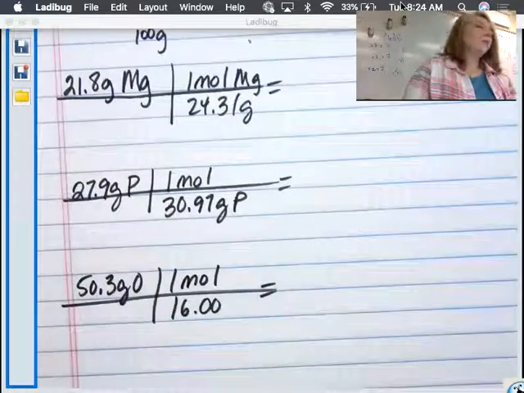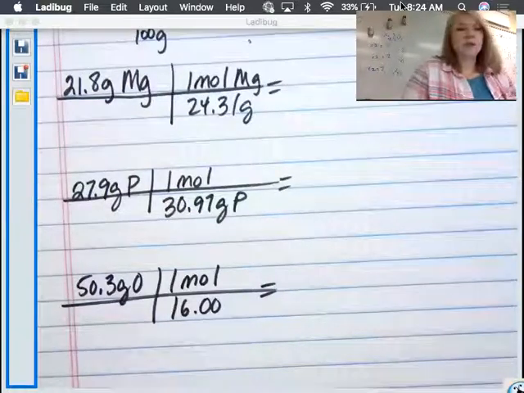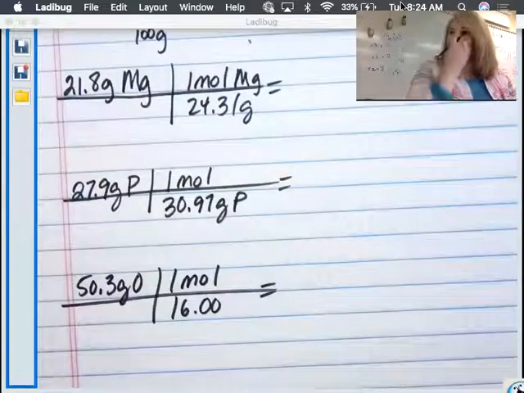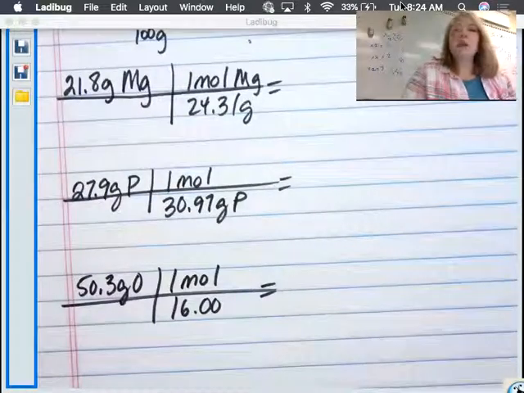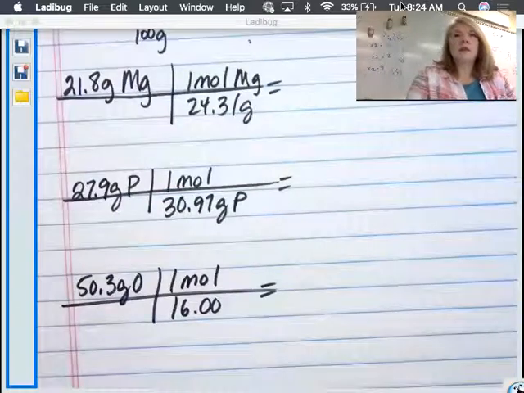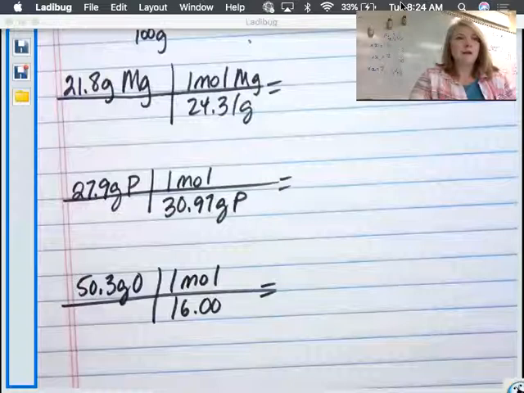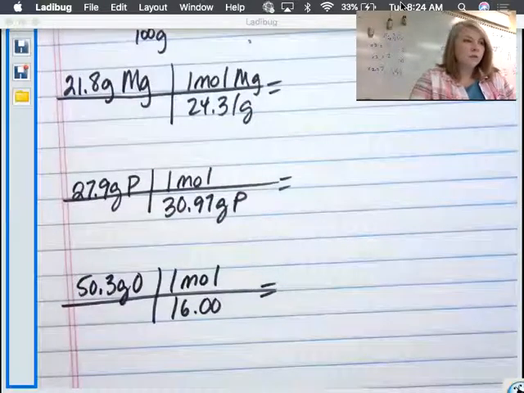Okay, so let's start off with the first one here. Patrick, when you get your answer, share the first number with us, magnesium. JQ, when you get your answer for phosphorus, I want you to share that one with us. And Haley, when you get your answer for oxygen, share that one with us. Okay, everybody else is calculating on your own.